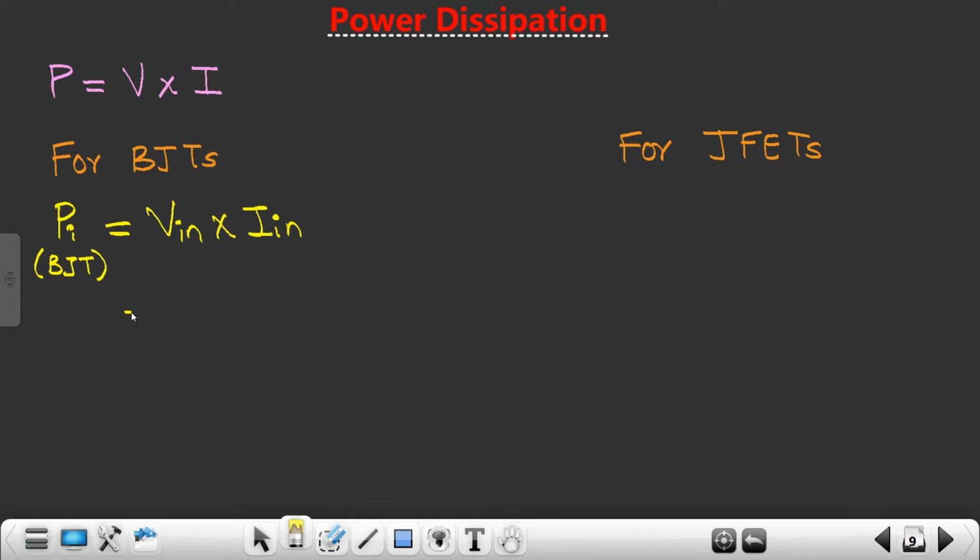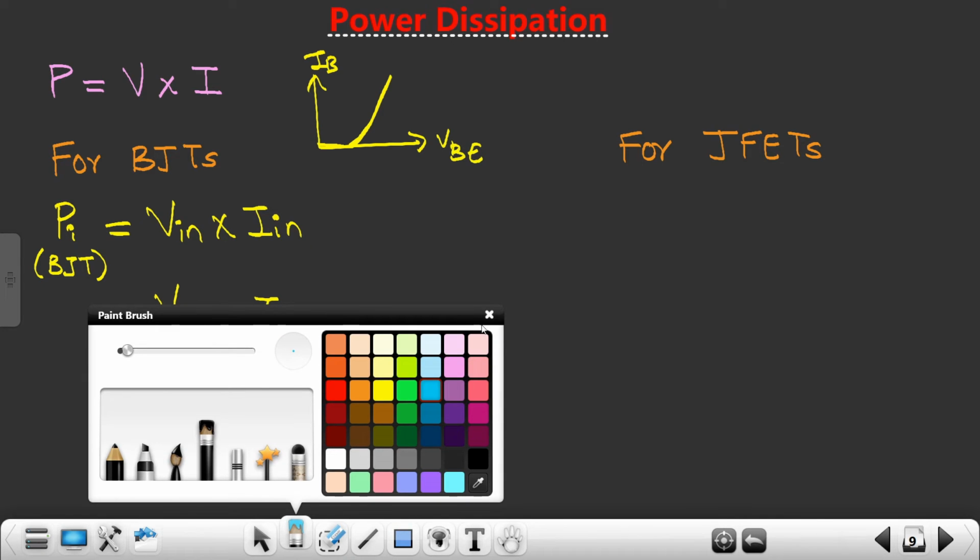We all know a BJT consumes a certain voltage to generate this particular current IB. If you remember the relation between VBE and IB, it was something like this. After 0.7 volts, it is going to conduct. If you remember this graph, it is VBE into IB, right? Great. When it comes to FETs, or JFETs to be precise, I'll talk about JFETs.